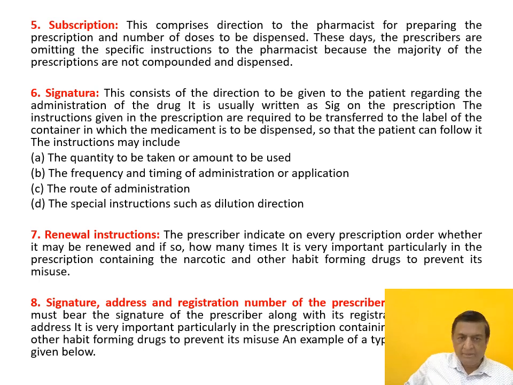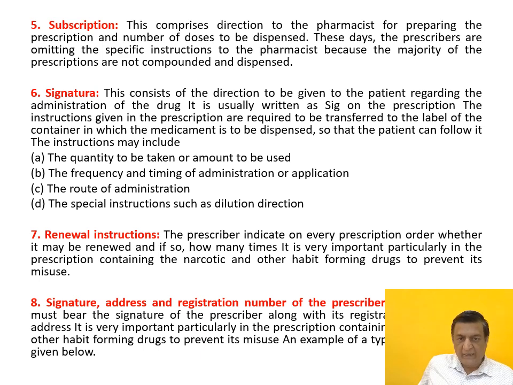Superscription comprises direction to the pharmacist for preparing the prescription and the number of doses to be dispensed. These days prescribers are omitting specific instructions to the pharmacist because the majority of prescriptions are not compounded and dispensed. Coming to the next part of the prescription, signature.